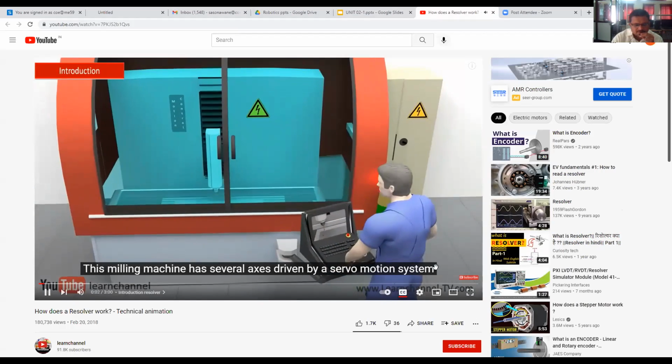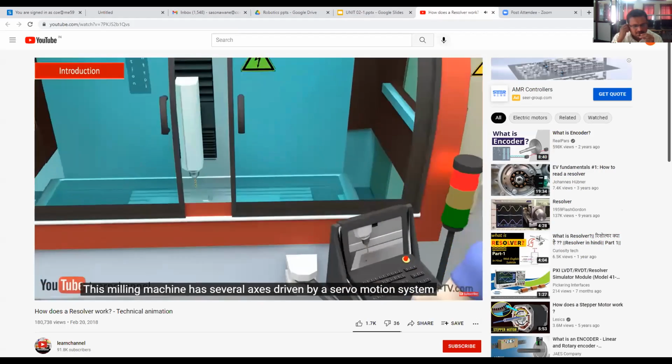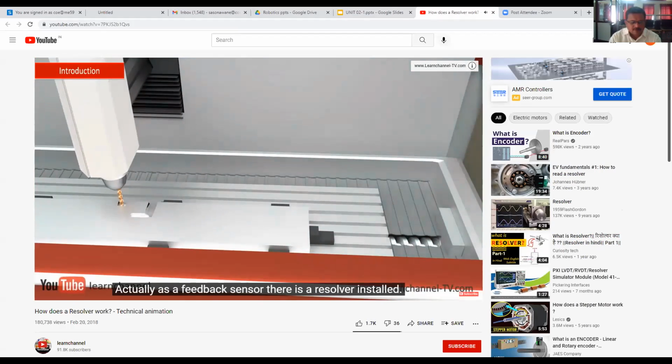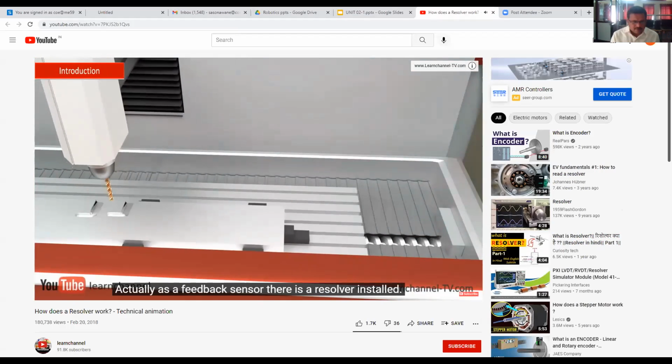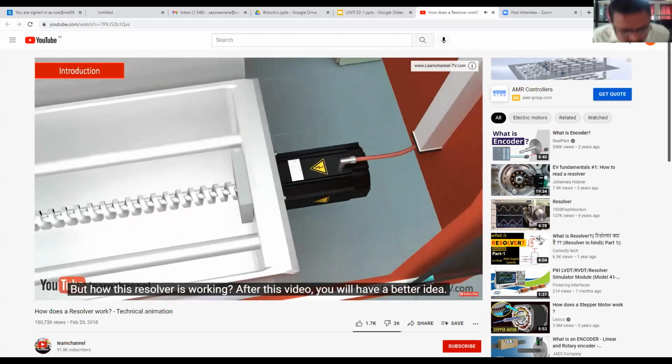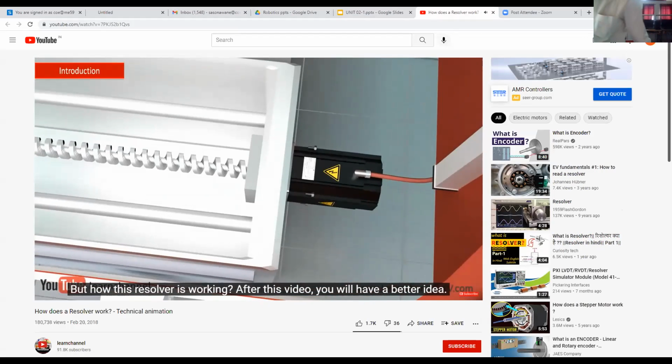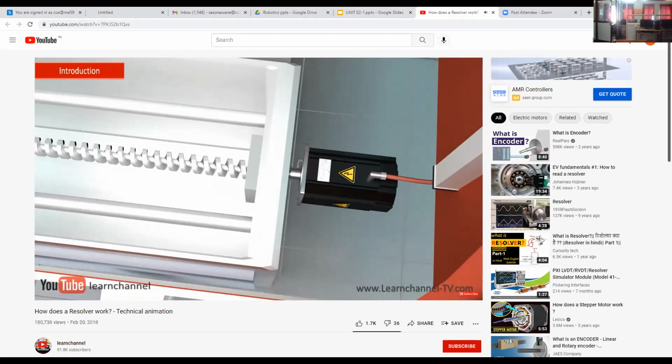This milling machine has several axes driven by a servo motion system. Actually, as a feedback sensor, there is a resolver installed. But how is this resolver working? After this video, you will have a better idea.